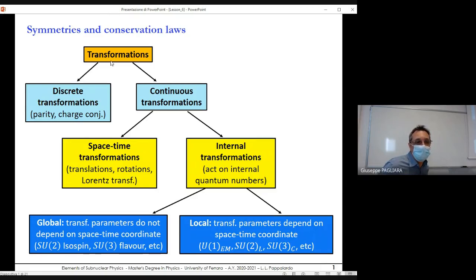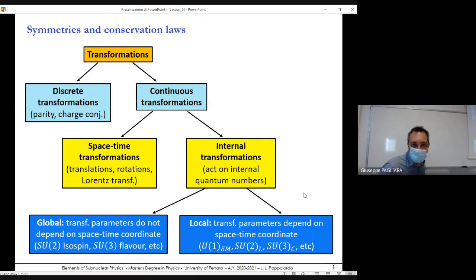Let me just remind you that transformations can be split into two main families: the discrete transformations, such as parity, charge conjugation, etc., that we will be studying next in the course, and the continuous transformations, which are further divided into space-time transformations, which include translations, rotations, Lorentz transformations, etc., and internal transformations, which instead act on the internal quantum numbers. And these are further divided into two subfamilies: the global transformations, where the parameter of the transformation is global, so it does not depend on the space-time coordinate. An example of these are the SU(2) isospin and SU(3) flavor, that we will study at the proper time, of course. And the local transformations, which are more general, where the parameter or parameters of the transformation depend on the space-time coordinate, as we will see today.